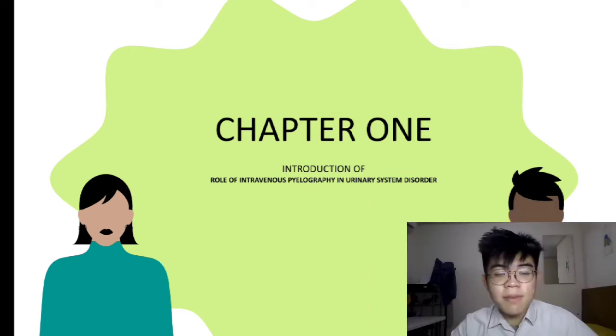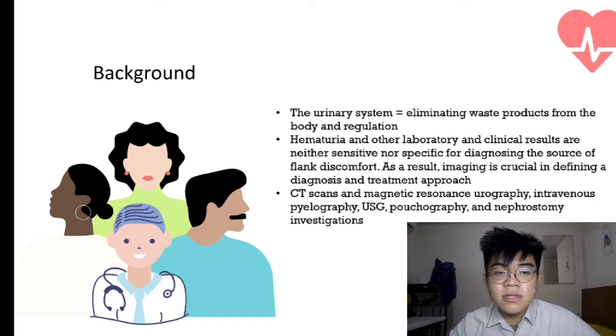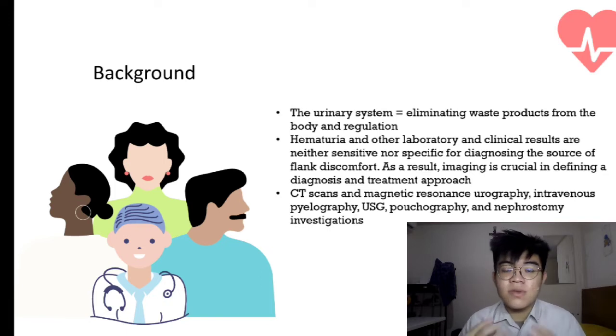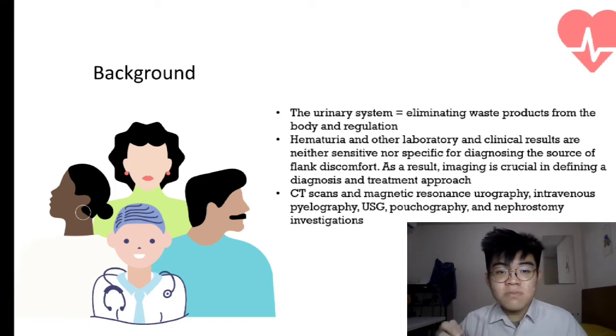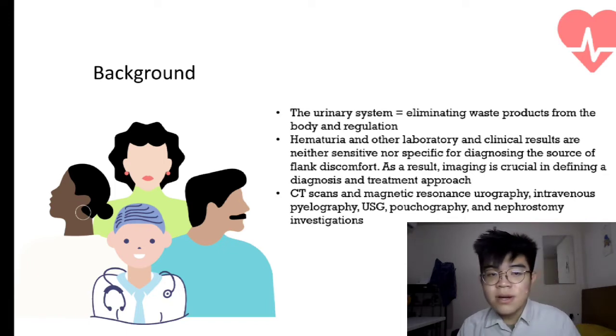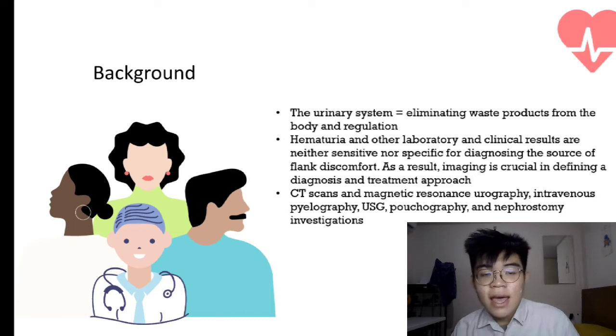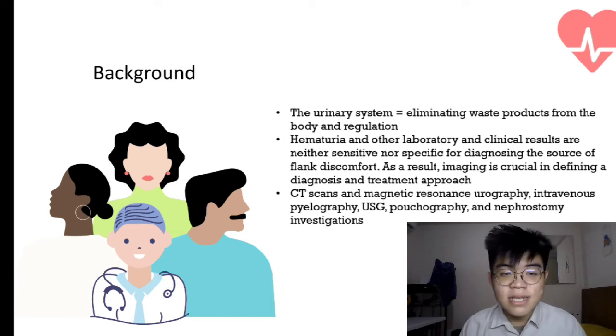Thank you. We'll start now. The first one is the background. The kidney, ureter, bladder, and urethra make up the urinary system, which is responsible for eliminating waste products, regulating ions, blood pressure, and many more. The kidney filters blood, allowing waste to pass down to the ureter, to the bladder, and out as urine. There are many urinary diseases, and some might be specific and some might not. Thus, we need to provide imaging, which is crucial in defining a diagnosis and treatment approach.